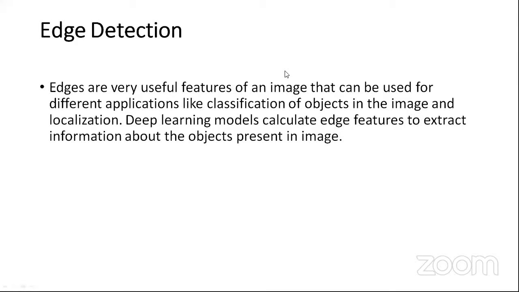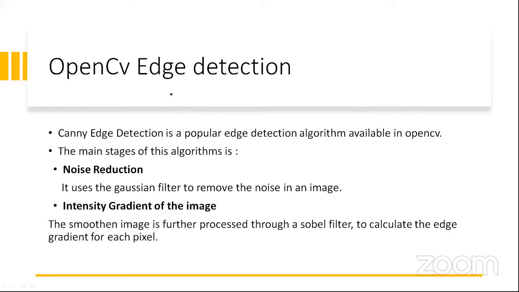Okay. So edge detection is basically, whenever you are working on an object detection algorithm or a face detection algorithm, you need to focus, you need to extract the edges from the image, right? So how will you do that? We have a very famous technique in OpenCV, which is called Canny edge detection. It is one of the popular edge detection algorithms available in OpenCV.